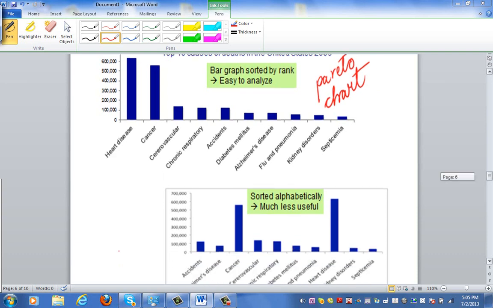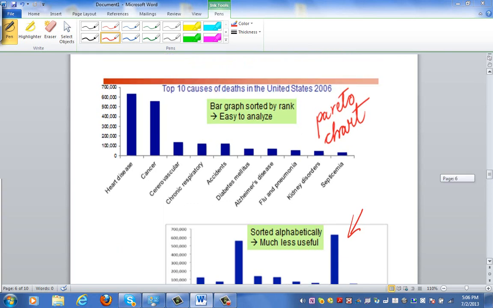If we rather organize our bars in the second way here, then you can notice that the Pareto chart is better because it shows us right away. It helps us to compare the different causes. Obviously, we see that the number one cause is heart disease among the 10 causes.